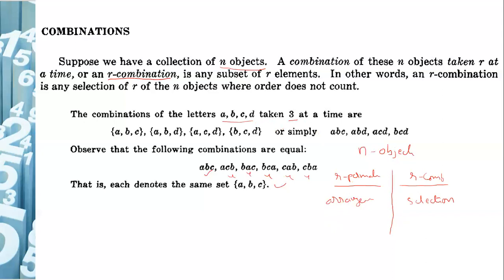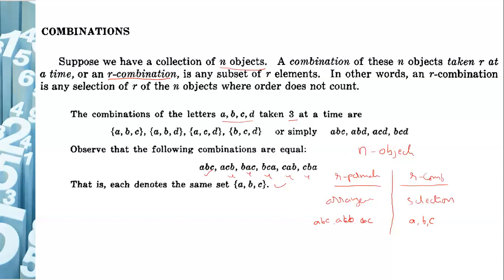So when I say three combinations of four, for example, here this is one combination, A, B, C is one combination. Whereas when I say three permutations of four objects, this single selection ABC will give six elements here, six possibilities: ABC, ACB, right?